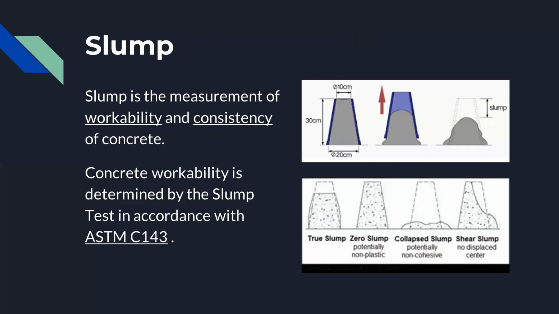If we will talk about the slump, it is actually the measurement of workability and consistency of concrete. Concrete workability is determined by the slump test in accordance with ASTM C143. As we can see in the figure, we have here the standard size of our slump cone apparatus, which has a top diameter of 10 centimeters and a base diameter of 20 centimeters, with a depth in size of 30 centimeters.